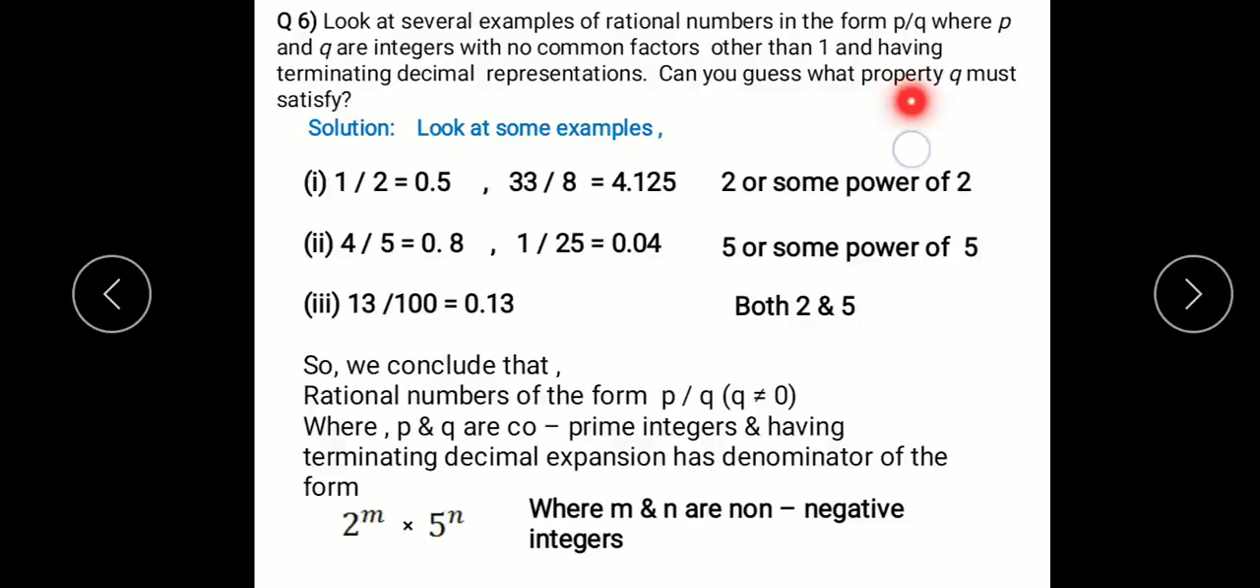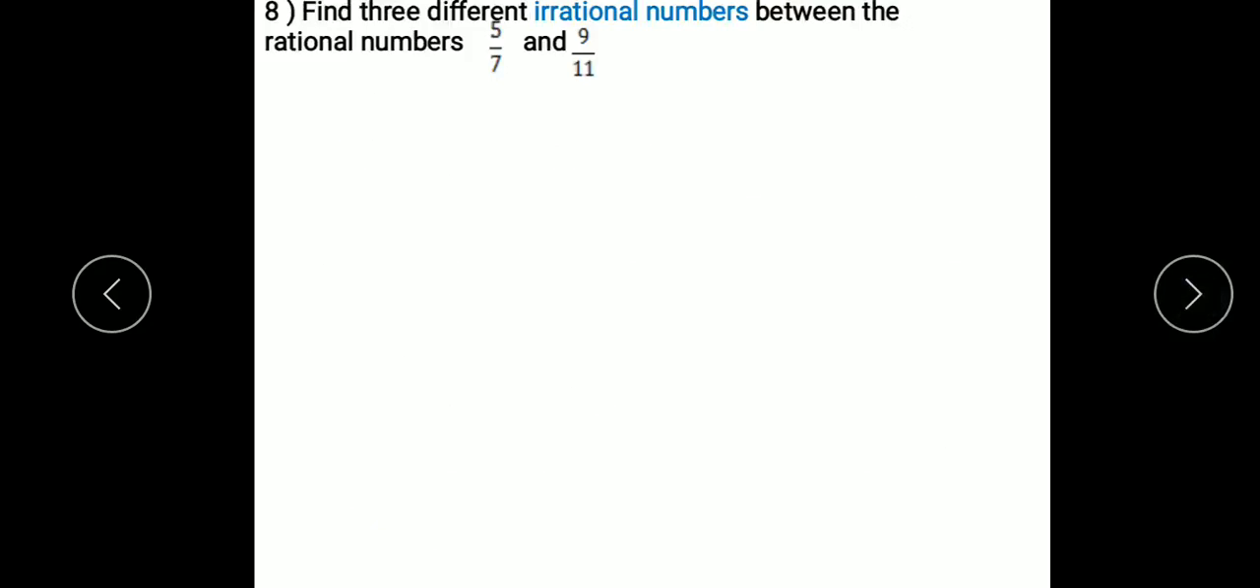We are going to study this property of rational numbers in detail in class 10 and see some more applications based on it. Come to question number 8.